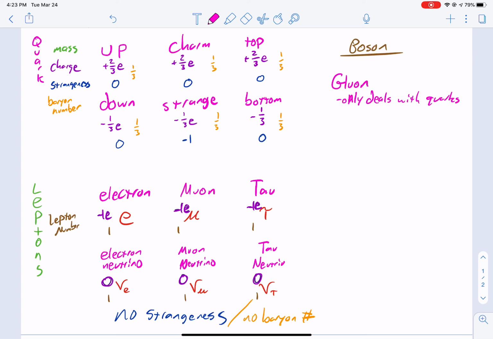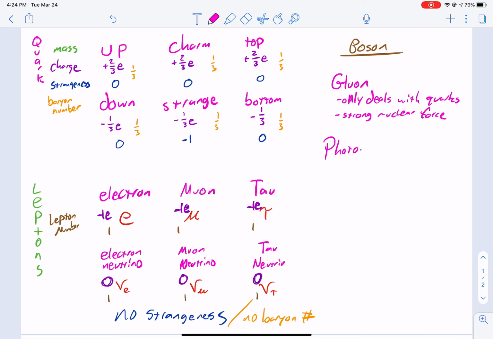So gluons only deal with quarks. They glue quarks together essentially. That's why they're called a gluon. A gluon is a mediator of the strong nuclear force. So whenever I talk about the strong nuclear force, which we're going to cover next week, we're talking about quarks held together by gluons. So the up, the down, those three quarks are held together by gluons to make a proton.